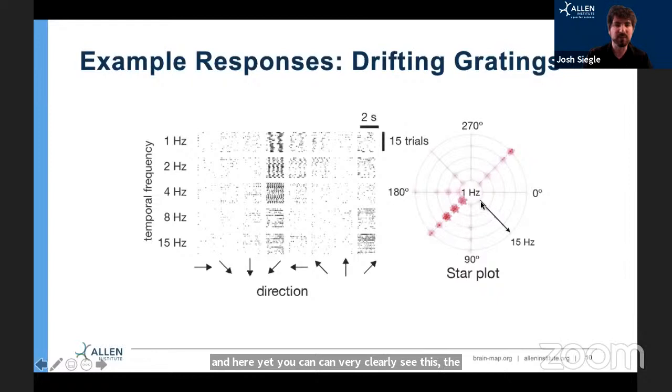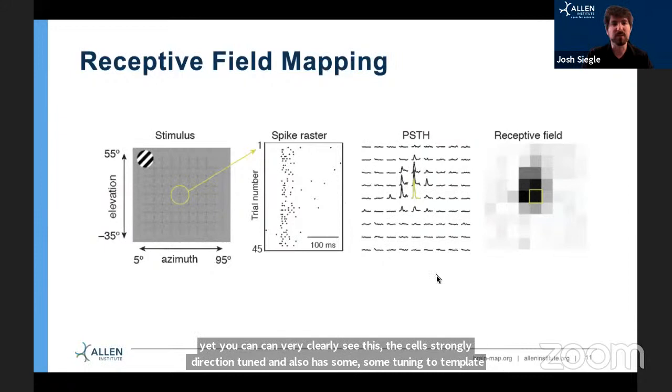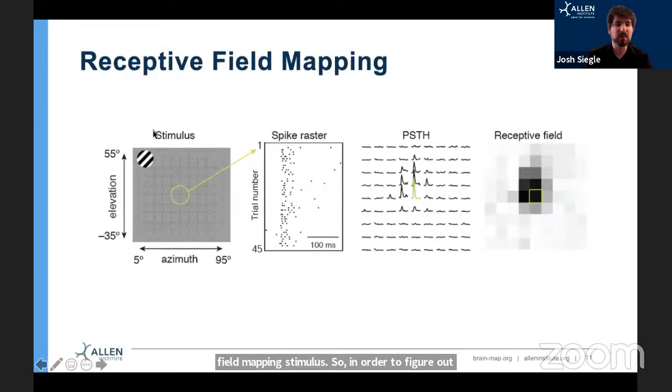A very important stimulus that we use is the receptive field mapping stimulus. In order to figure out what region of visual space the cell is responding to, we flash these circular gratings at different locations on the screen, at random times throughout the stimulus presentation. Then for any given location on the screen, we can create a spike raster. It responds to the 45 presentations of the stimulus in that location. If we look across these different locations in azimuth and elevation, we can see this cell is very clearly responding to a particular region of space.